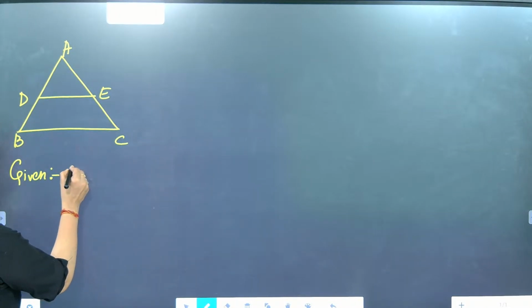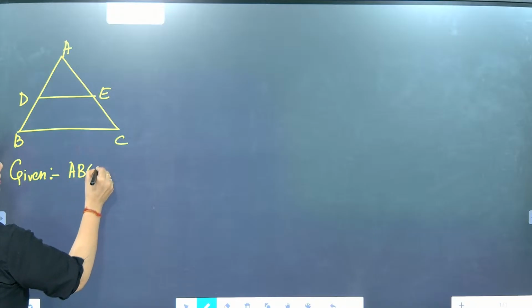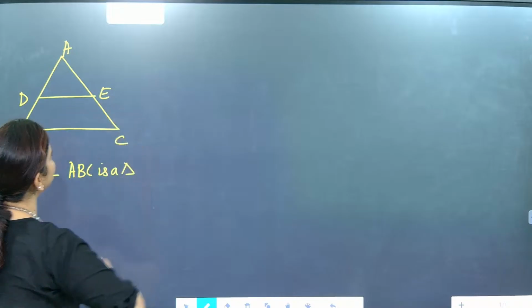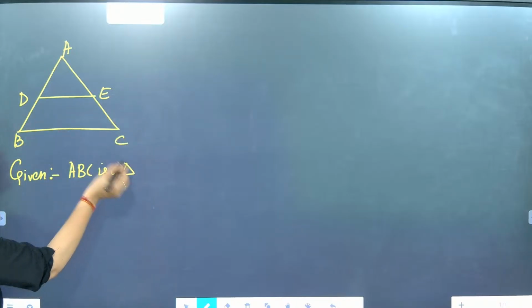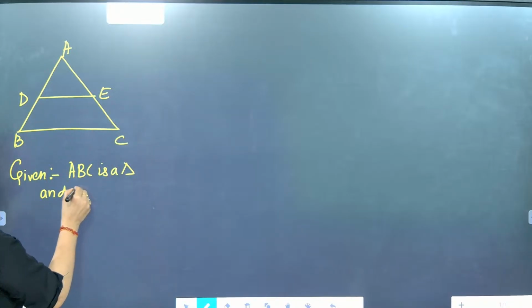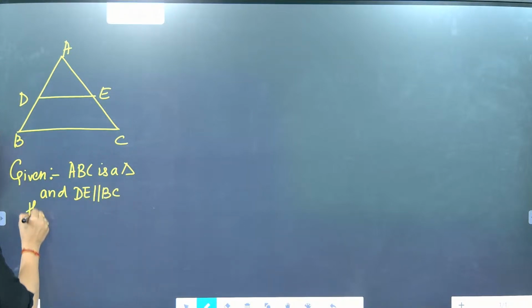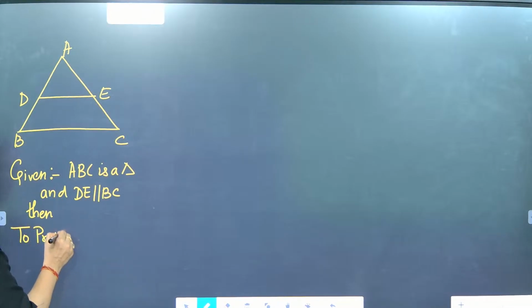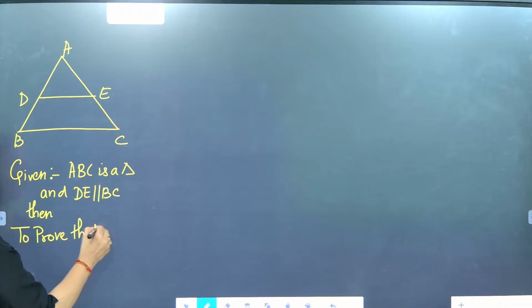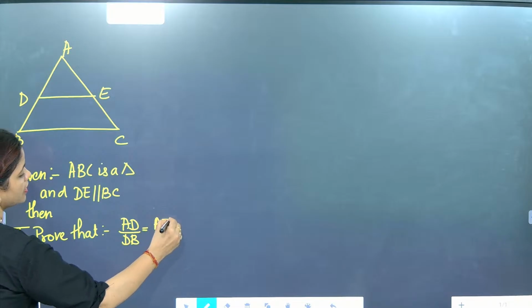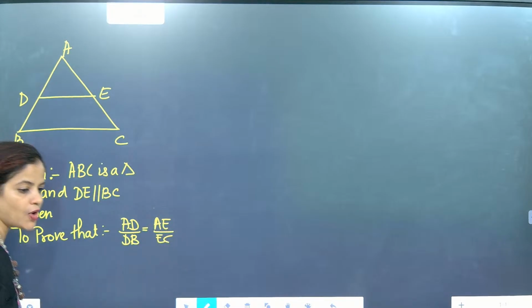Now look at it, given: ABC is a triangle. Done? Now beta, if ABC is a triangle, then what we are going to do? And what is given? DE is parallel to BC. Then what we have to prove? To prove that AD by DB is equal to AE by EC. This is what you have to prove, beta.